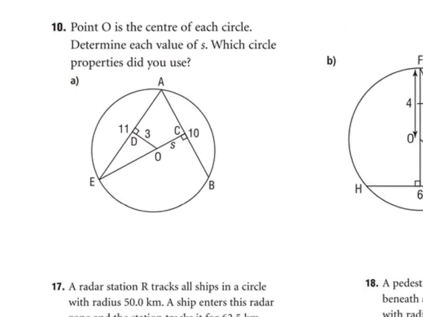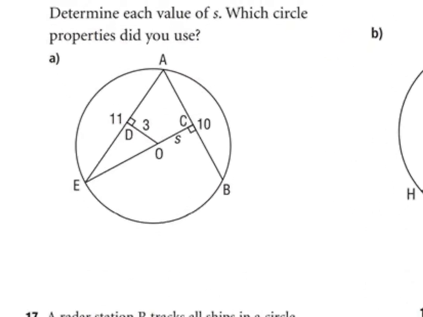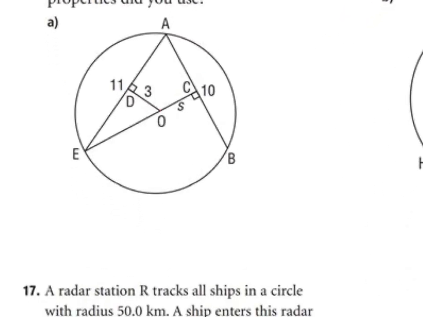Number 10 is a little bit trickier. So we're trying to find S. And S is, oh, it looks like this line segment here, from O to C. Okay. Well, there's a lot going on here. I see, let's see, what is important?